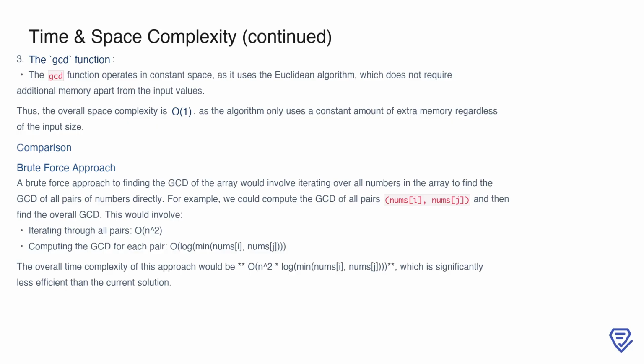For comparison, consider a brute force approach to solving this problem. In a brute force method, we would iterate over all possible pairs of numbers in the array to compute their GCDs, and then combine these GCD results to find the overall GCD. This would require looping through all pairs, which has a time complexity of O(n squared) for the iterations, and computing the GCD for each pair, which adds an additional O(log(min(nums[i], nums[j]))) factor. This results in an overall time complexity of O(n² * log(min(nums[i], nums[j]))), which is far less efficient than the current solution.